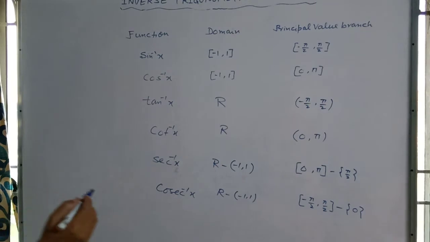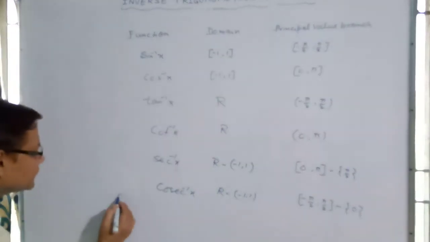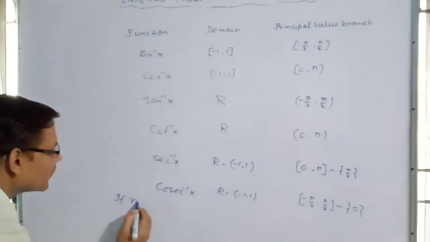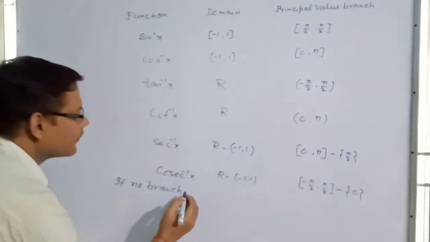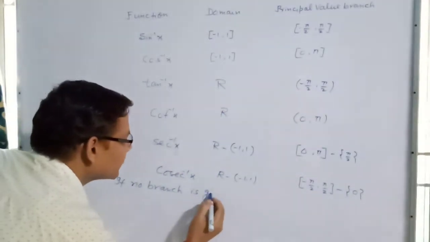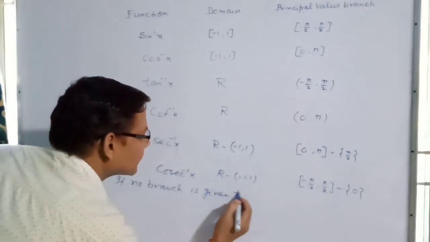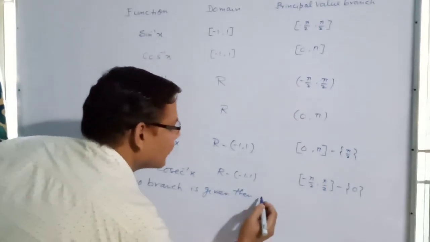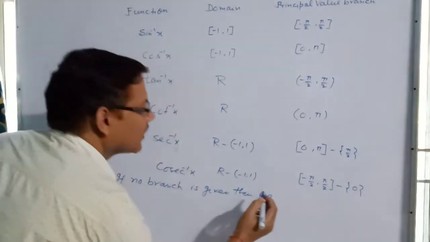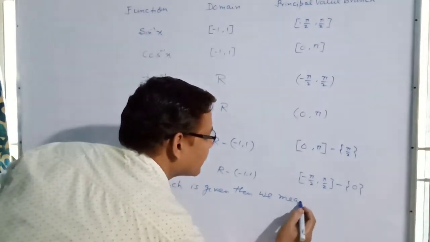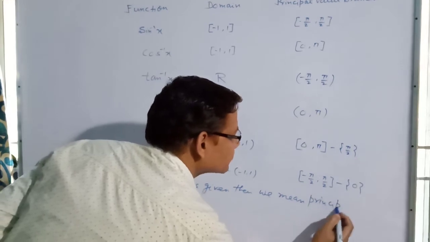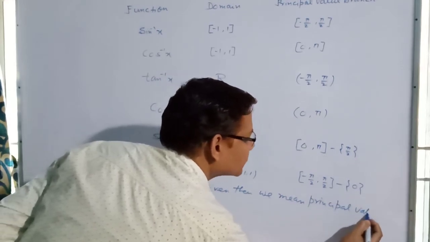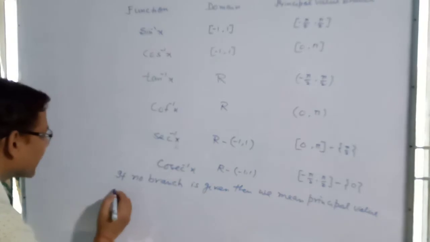Here I wish to discuss that if no branch is given, then we mean the principal value branch.